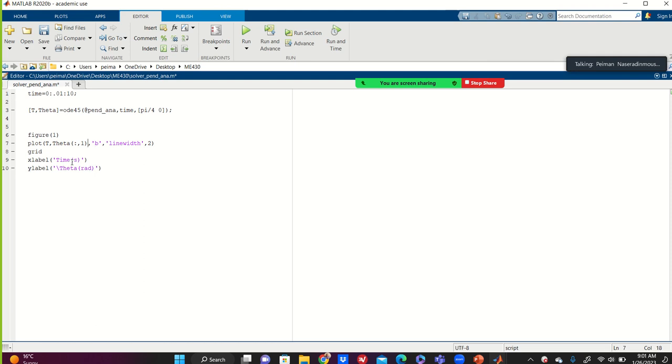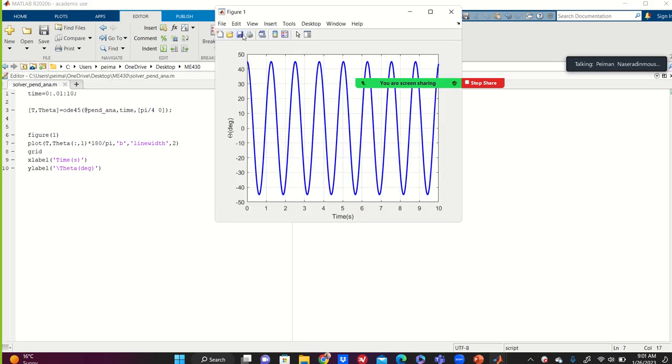But you can make it to degree. How? You know from high school. You have to multiply the angle by 180 divided by pi. If you do that, you're going to have degree. Please do it here, okay? Initial condition must be in radian. Never do that. Only in the plot you can do that. Now look at here. It is 45 degree coming to minus 45 degree and oscillates. Now theta is in degree and time in seconds.